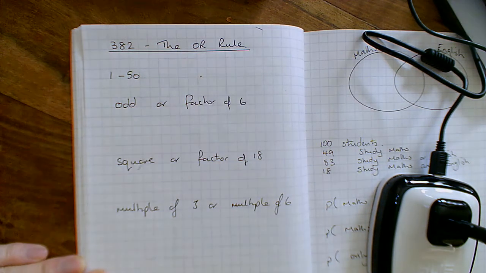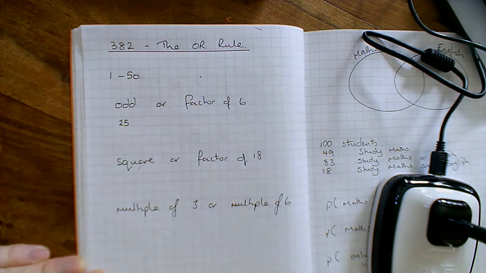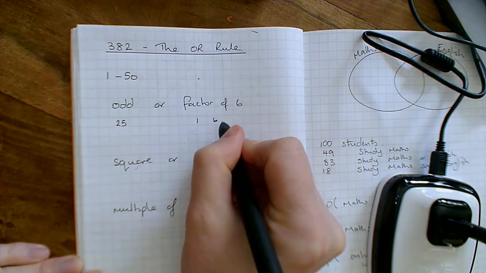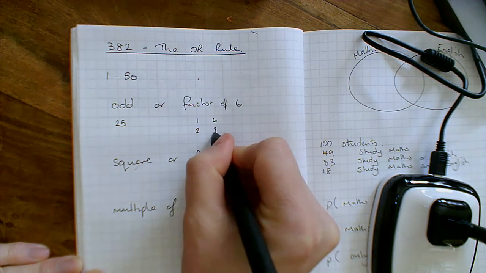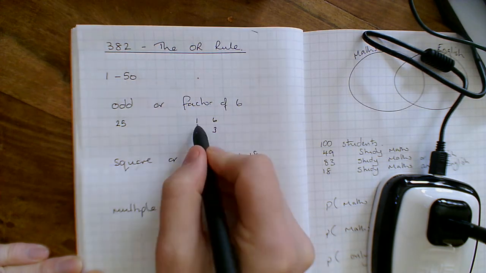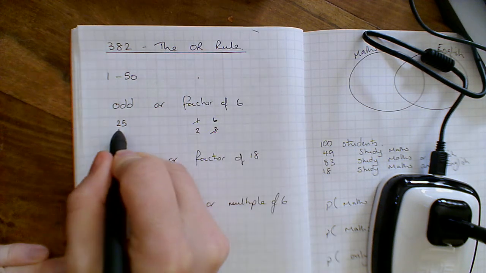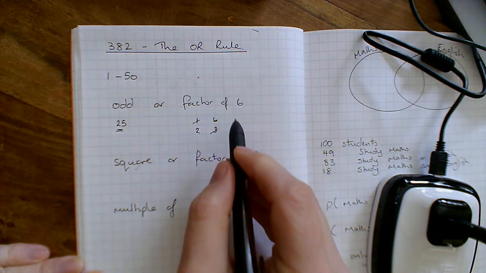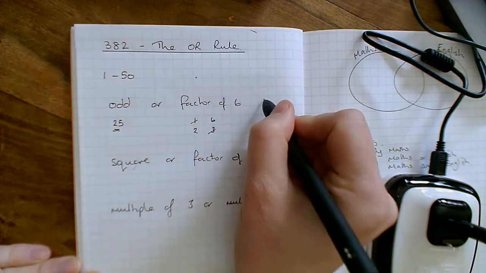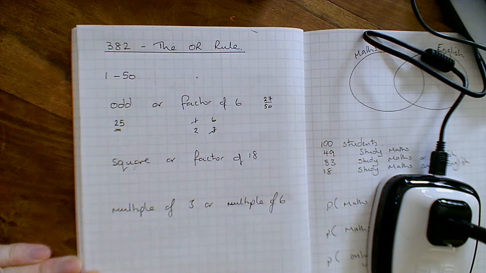So we know that half of the numbers from 1 to 50 are going to be odd, so there's going to be 25 odd numbers. And the factors of 6, the numbers that go into 6, are 1 and 6, 2 and 3. So there's 4 of those. However, 1 is odd and 3 is also odd, so we don't count these two because they're already counted in this list. So altogether, for this category, I've got 25, 26, 27, there's 27 out of the 50 numbers which fit that.